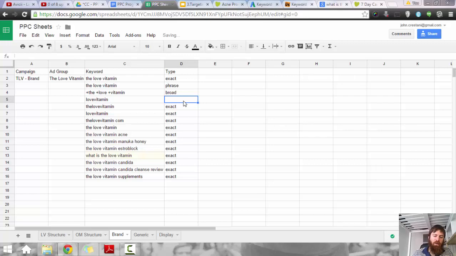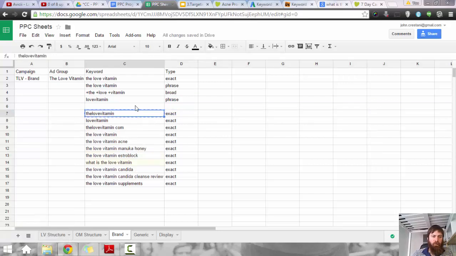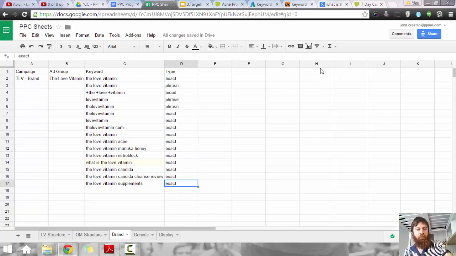What I'm going to do is also put Love Vitamin, one word, in phrase, and I'm also going to put Love Vitamin in phrase. So what we did, notice there's about one broad, 3 phrase, and 12 exact match terms. So we have almost exactly the sort of ad group I like to do in generic campaigns. This is a well-built ad group, and this will work out really well in AdWords to capture the terms.